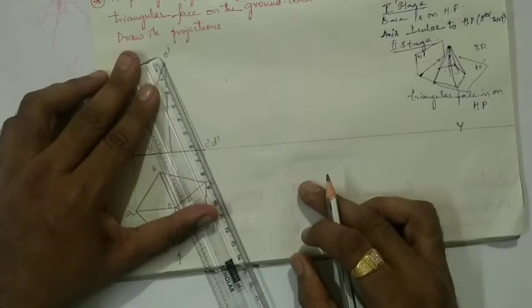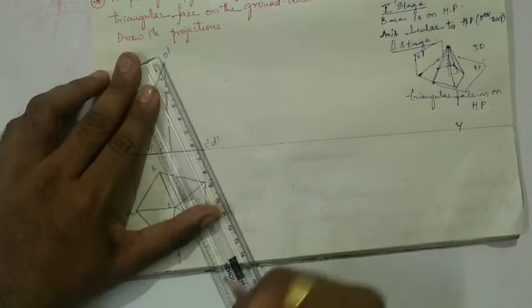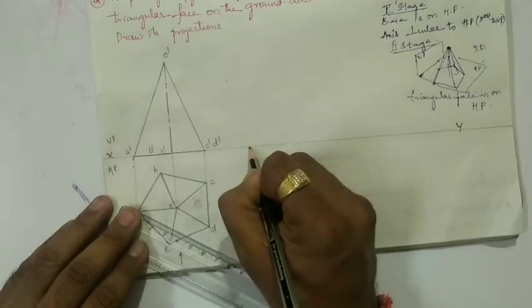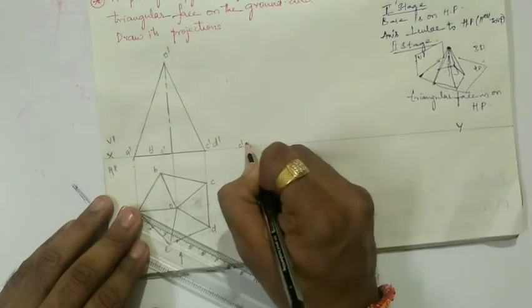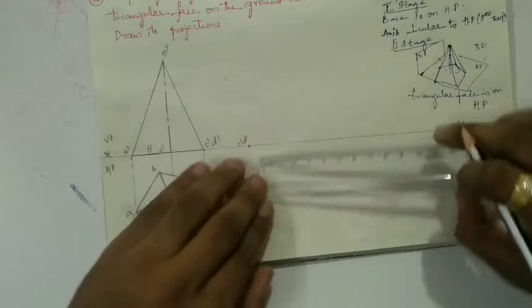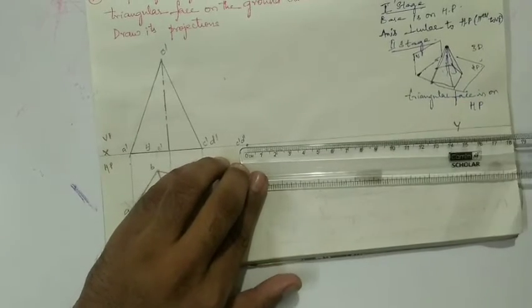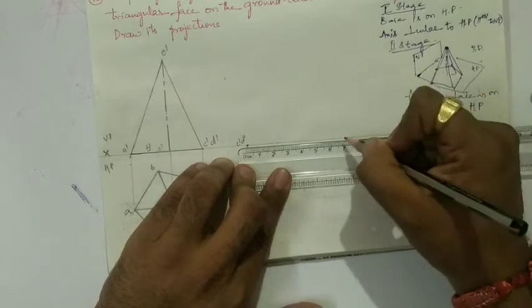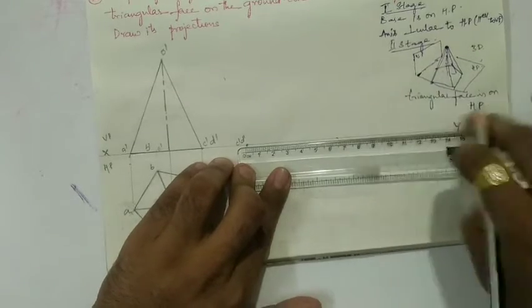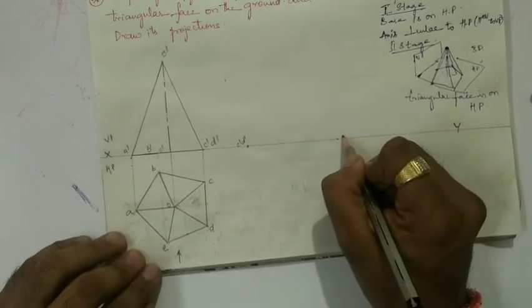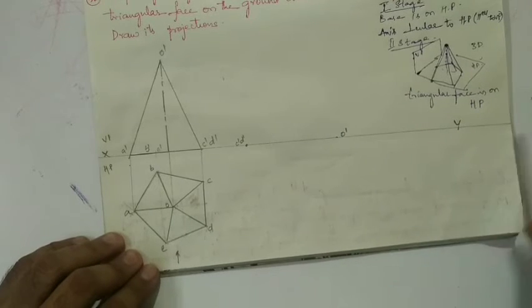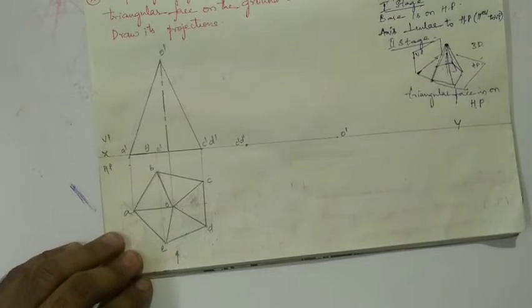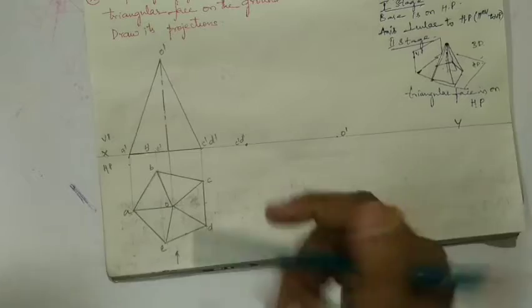How much is the length you measure? It's around 65 mm. So first you measure the point here, C dash, D dash. From here measure the distance up to here, you just keep it. So this is my O dash. So how do you need to mark? How do you need to draw the line?